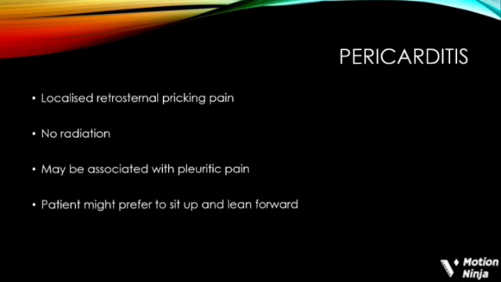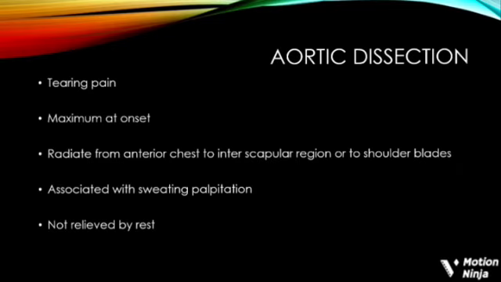Again, another most severe cause of chest pain is aortic dissection, which is a very serious cause of chest pain. Here the pain is maximum at the onset. It does not build up like an anginal pain or a myocardial infarction. There is a sudden tearing pain at the onset, and it radiates from the anterior chest to the interscapular region or to the shoulder blades. There may be associated palpitation, and on examination sometimes you can get an asymmetry of pulses.